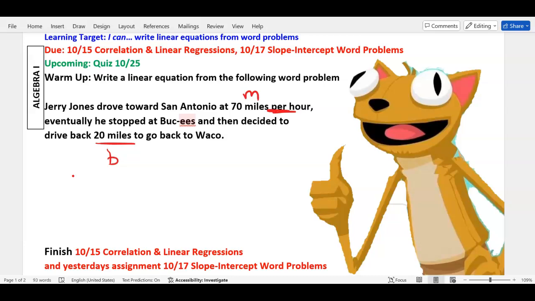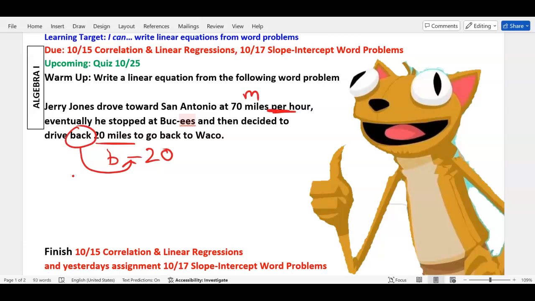What's that key word? He decided to drive back, right before the 20. Which direction is back? Is it adding or subtracting? You're subtracting your distance, right? So sure, he went 70 miles per hour for so many x hours, but then he went back 20 miles, back to Waco, Texas. I don't know if any of that's accurate. I just made this up. Notice b is not just 20, it's negative 20 because he went back. Does that make sense? Back is a negative word.